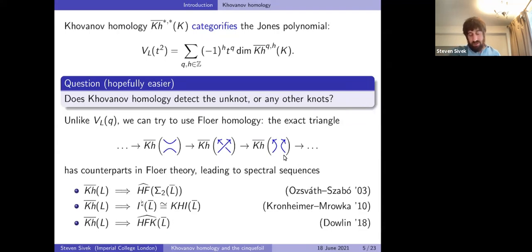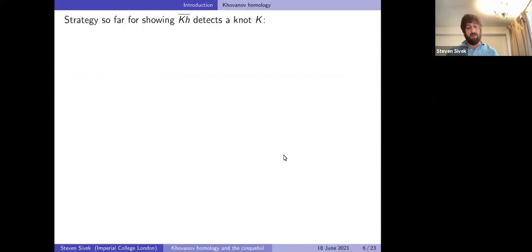And then in 2018, Nate Dowlin found a spectral sequence from Khovanov homology to, in fact, knot Floer homology, which is sort of strictly better than the first one because knot Floer homology somehow has more information, it's bigger generally than the Heegaard Floer homology of the branched double cover. And so we can apply all of these to this question about detecting the unknot or anything else because spectral sequences give you rank inequalities.